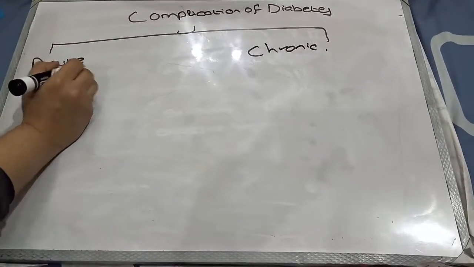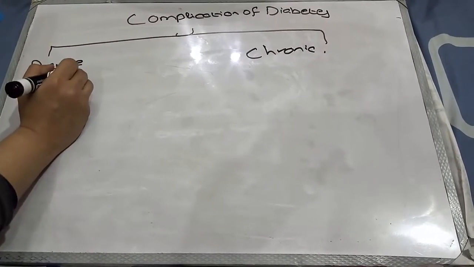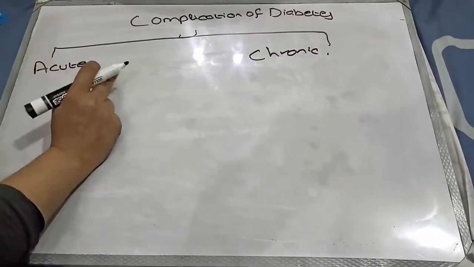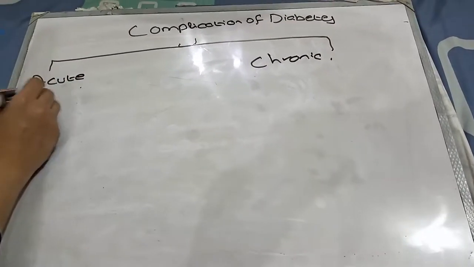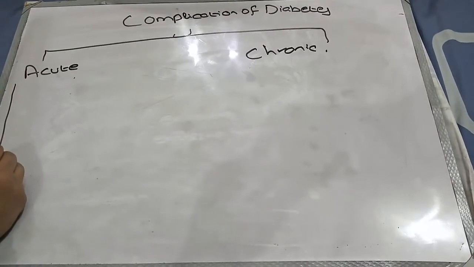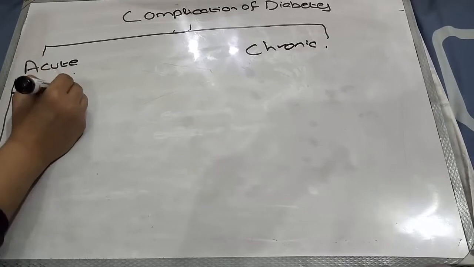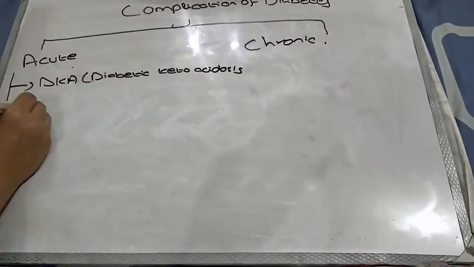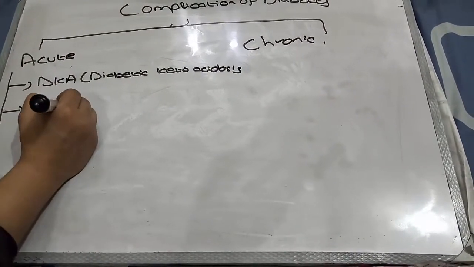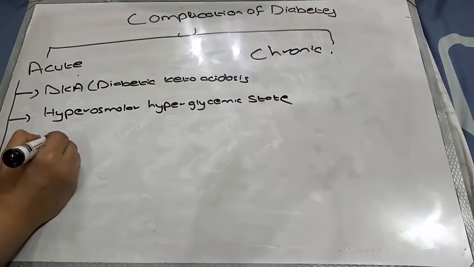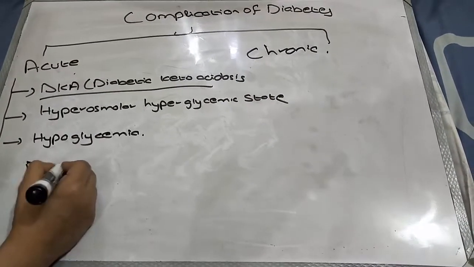Acute complications are the most important and most dangerous, although they all are life-threatening conditions that demand immediate recognition and treatment. In acute complications, we have three most important complications, which include number 1, diabetic ketoacidosis, DKA, number 2, hyperosmolar hyperglycemic state, and number 3 is hypoglycemia. Let's discuss DKA.